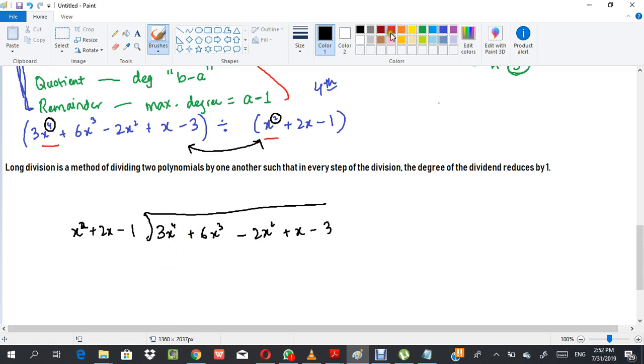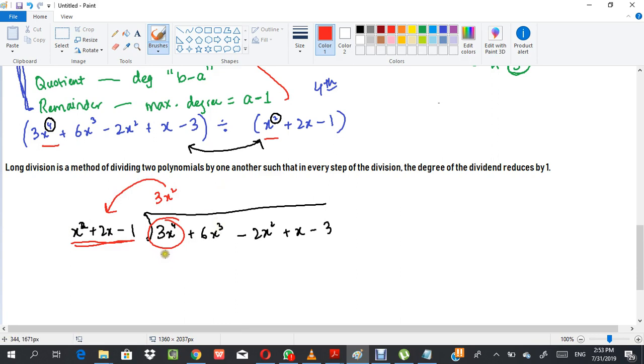This means that I need to do away with this. And how can I do away with this? This can be done if I multiply my divisor by 3x squared and then I subtract the resulting thing from this polynomial. So I write 3x squared here and I multiply this 3x squared by this.